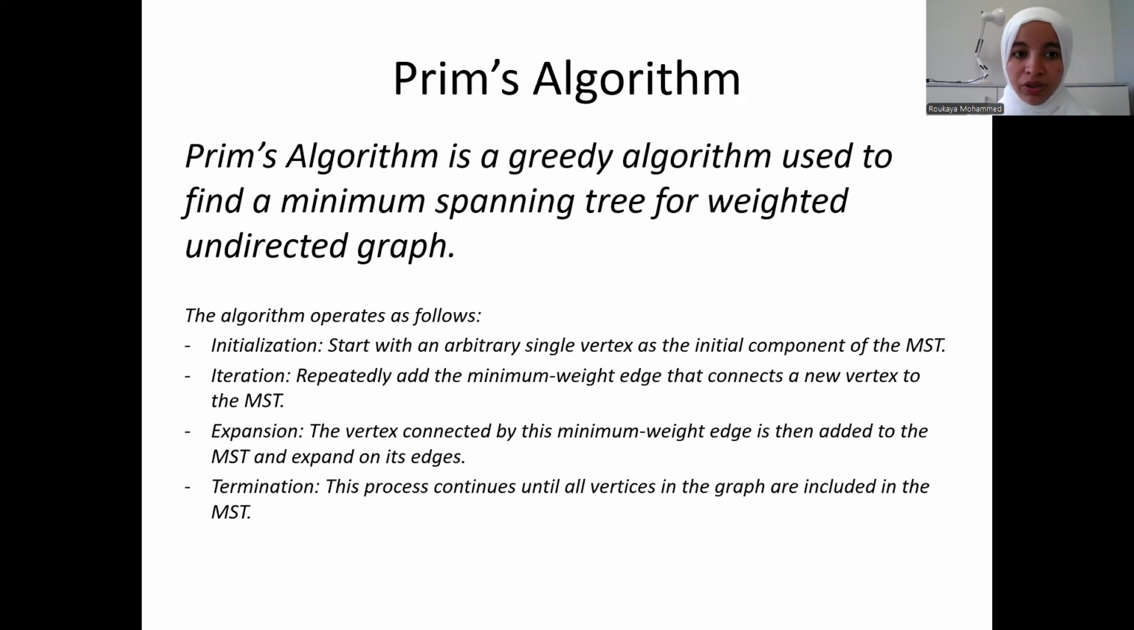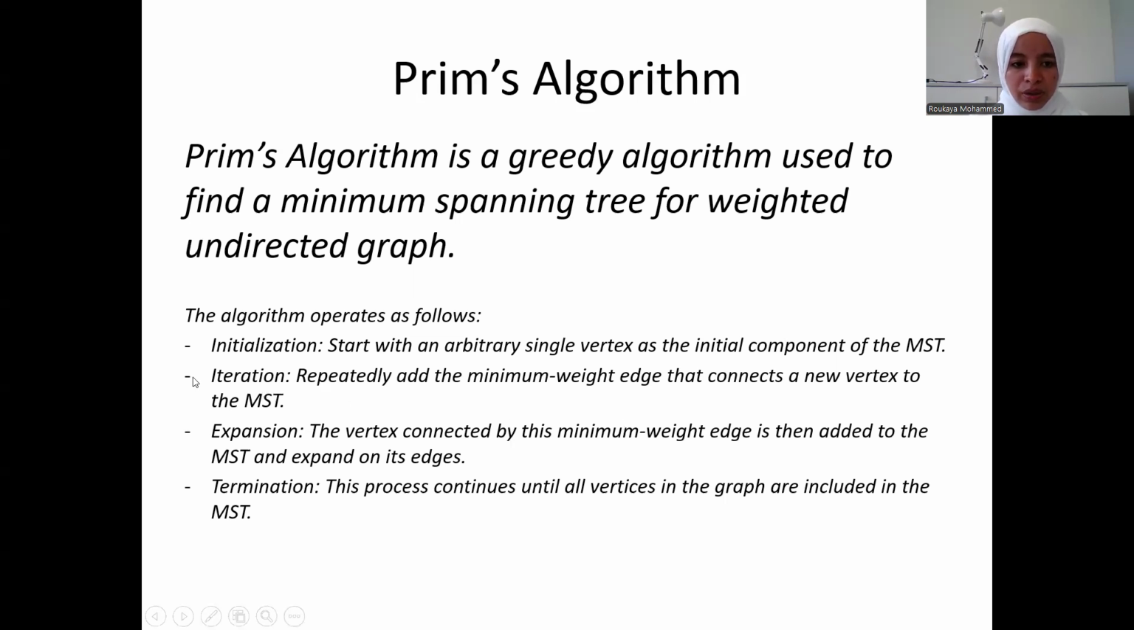various algorithms addressing the minimum spanning tree problem, and Prim's is one of the most famous ones. Prim's algorithm is a greedy algorithm used to find the minimum spanning tree for a weighted and undirected graph, which is a pretty simple algorithm with a pretty simple approach. The algorithm operates as follows. We initialize by starting at an arbitrary single vertex, any one. You can start at any vertex you want, and it's going to be our initial component of the MST.